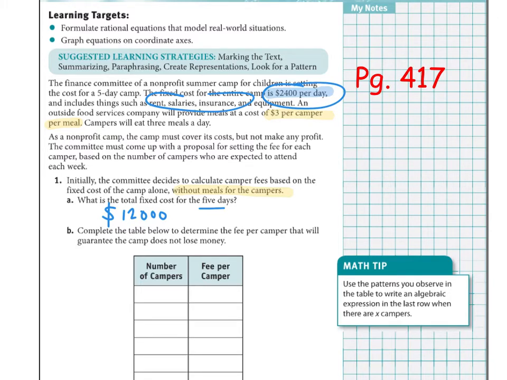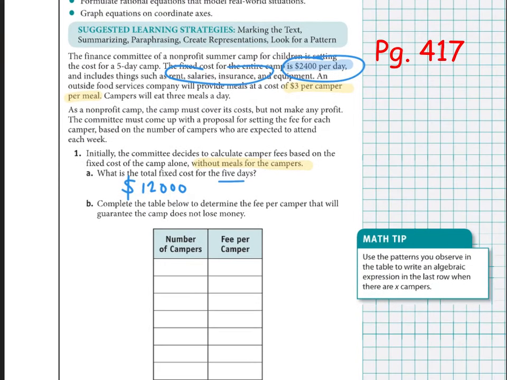All right, so if we're trying to determine how much we should charge so that the campers will cover the cost, but we don't make any profit, it's going to depend on how many campers there are, right? For example, let's start filling this table out here. Let's say for the sake of example there was one camper. They'd have to cover the whole $12,000. So the fee per camper would be $12,000, which would be a pretty nice camp.